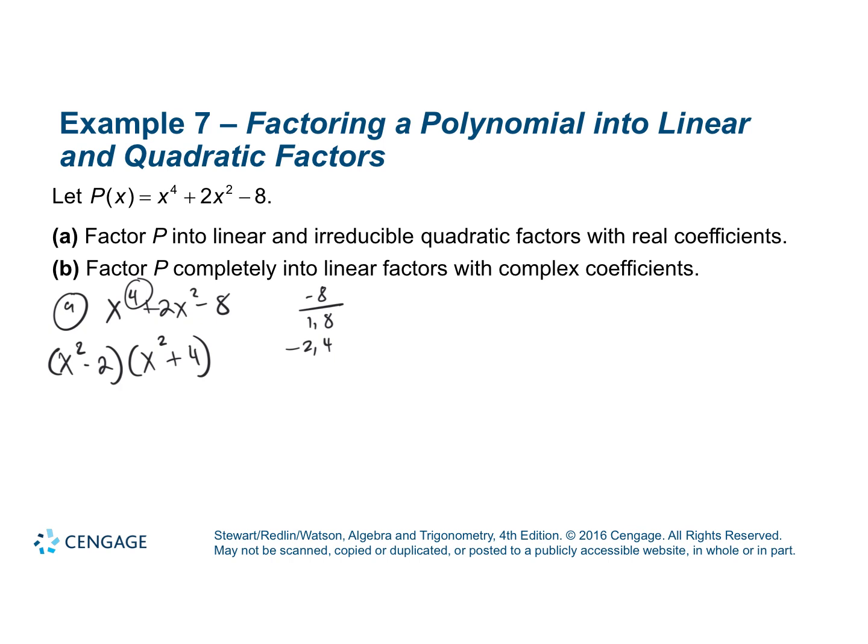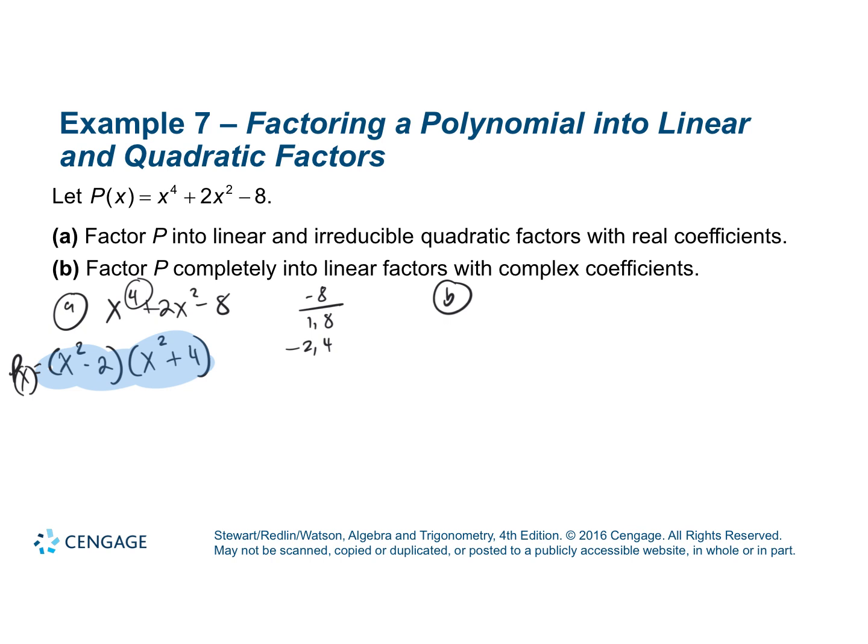Now, this will be your solution for part A. They're just saying to write them into linear, irreducible, quadratic factors with real coefficients. So that will be your answer for A. Now for B, they want us to factor P completely into linear factors with complex coefficients. So they want you to take this a step further by, sorry, I forgot to write P of x, by actually solving this equation and finding the zeros.